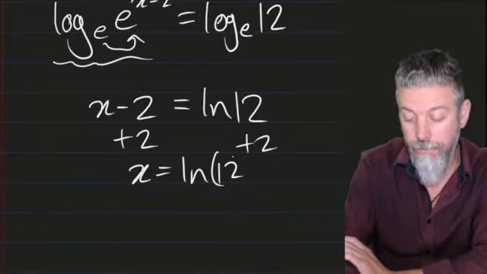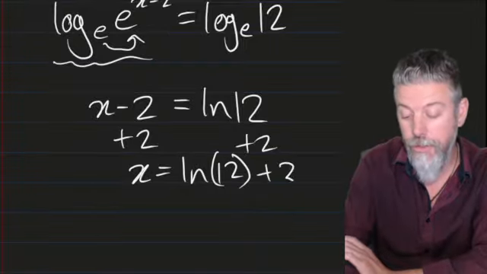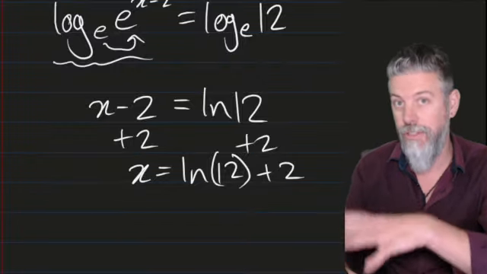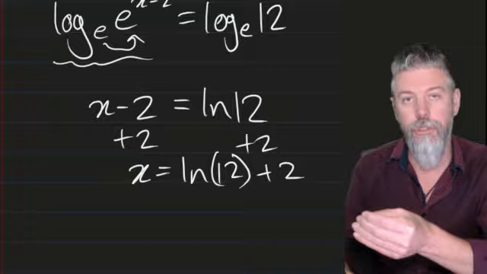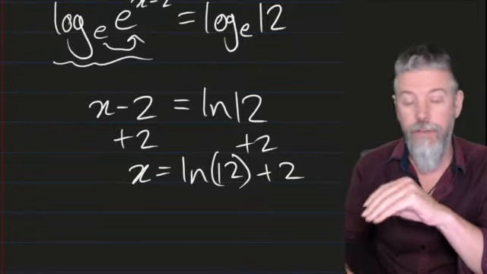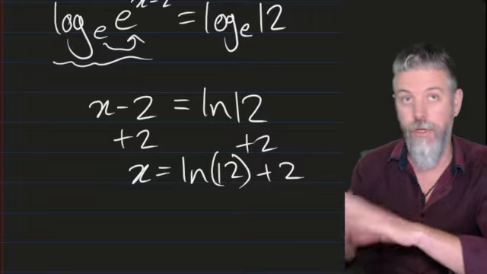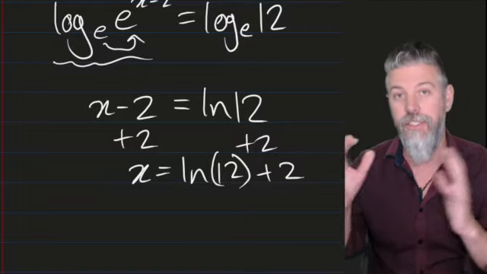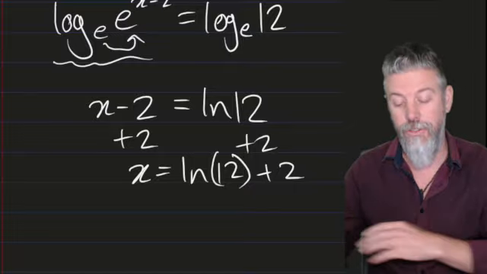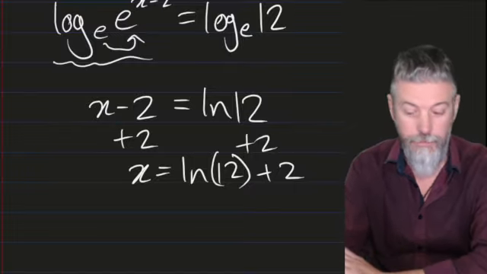Now the log is only affecting the 12. The plus 2 is on the end, outside of the log. Just like if you were doing this with trig functions, if it had sine theta and you added 2, it's not sine of theta plus 2, it's sine theta, plus 2. So that's the same in these logarithmic functions here.